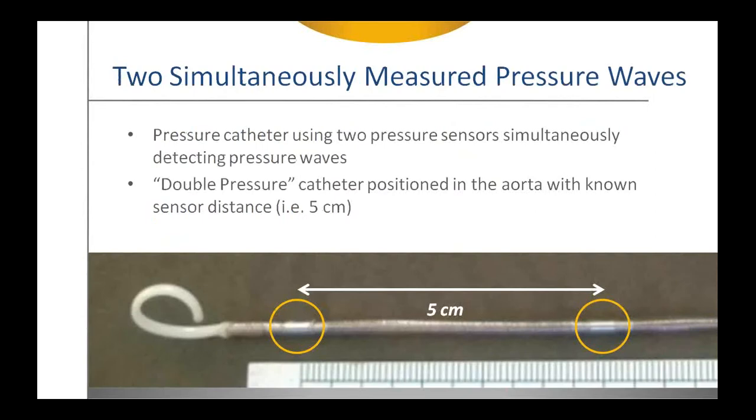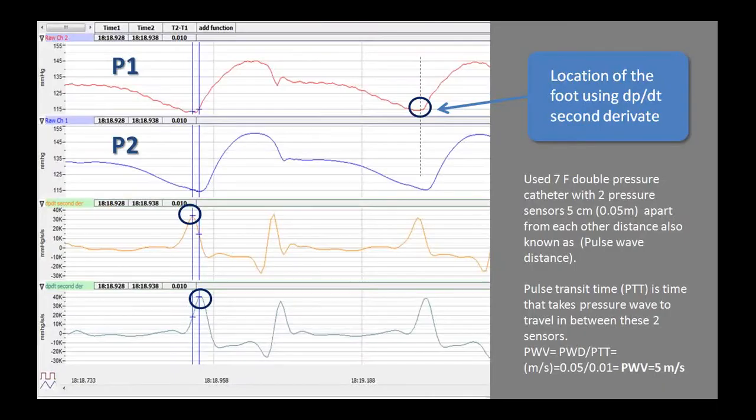Here, on the next two slides, I will use recent measurements of pulse wave velocity in a dog's aorta. For this measurement, I have selected a double pressure catheter with a known distance between the pressure sensors. In this example, you can see the catheter and arrows pointing to both the proximal and distal pressure sensors of the catheter. And you can notice the catheter also has a pigtail end.